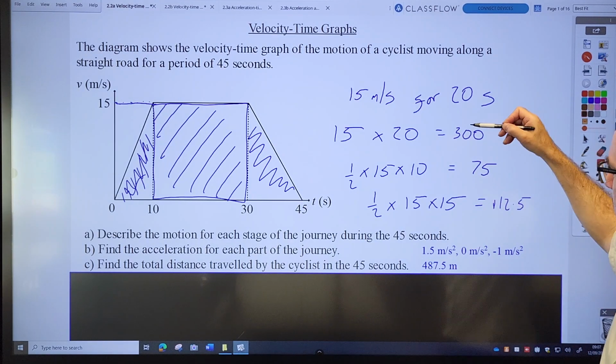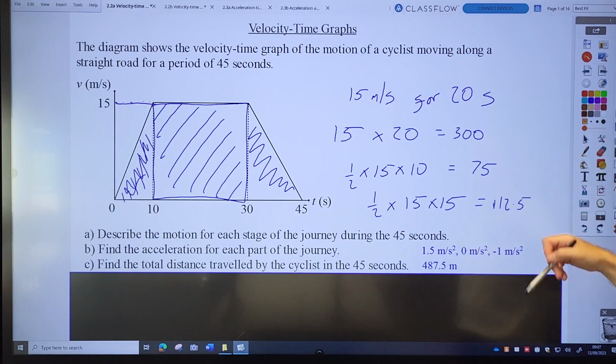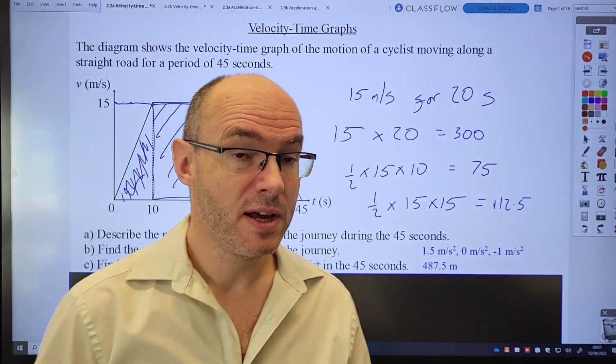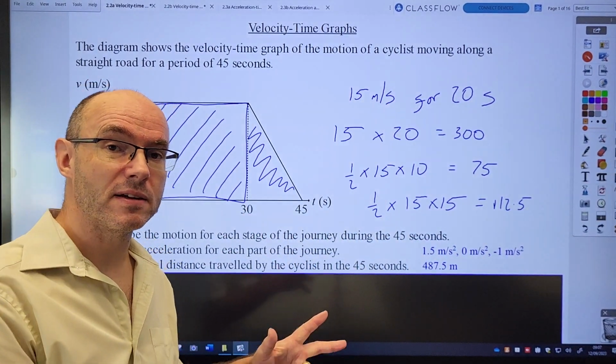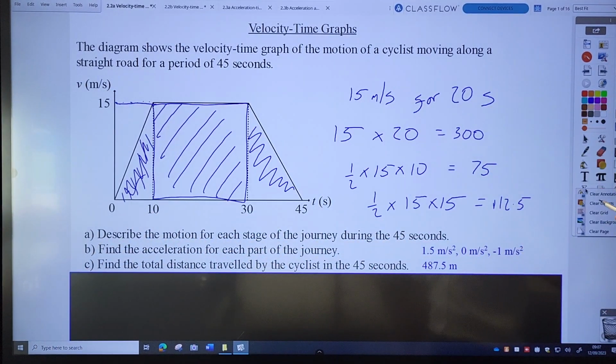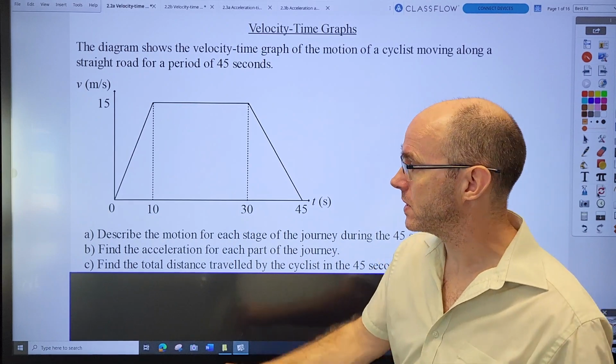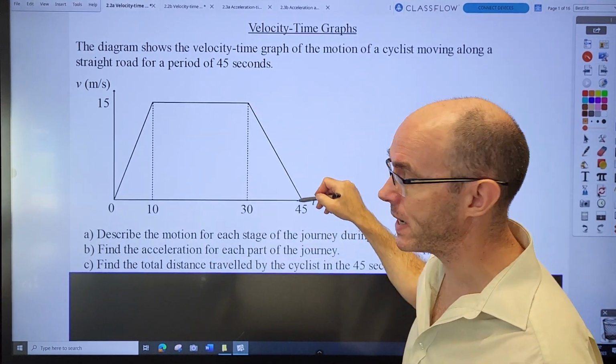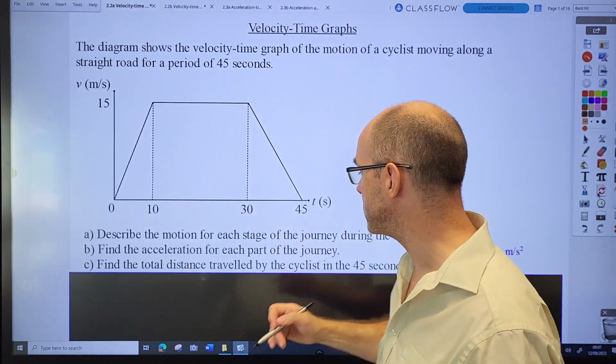Okay, so just check that. Yeah, 487.5 meters. Now, had you known that at the beginning, there's a better way you could actually work it out. Let me just reset that there. Consider this as a trapezium. Just work out the area of a trapezium.